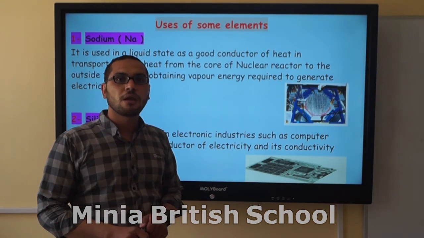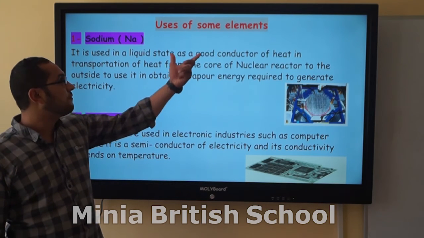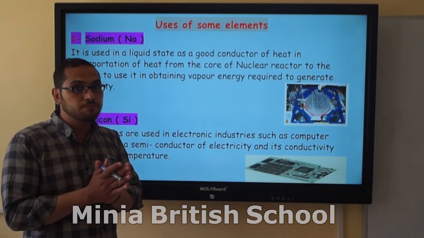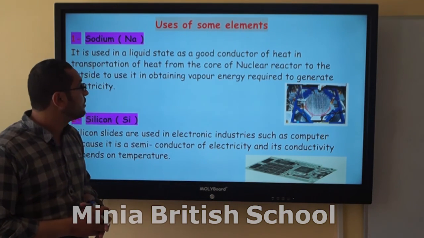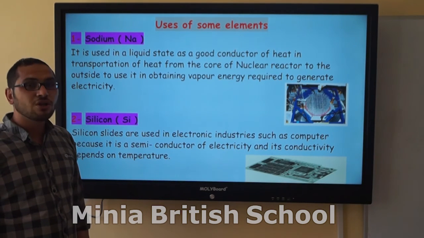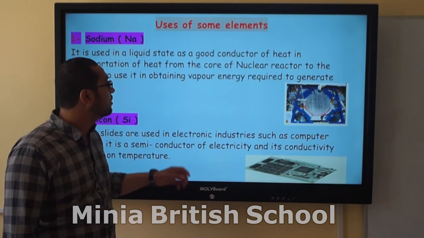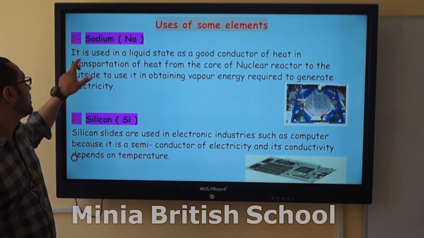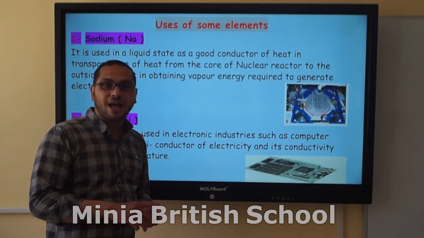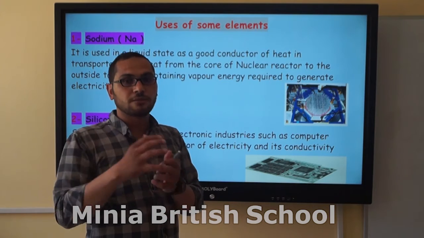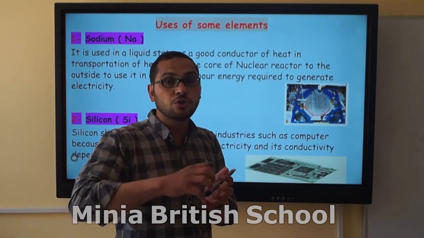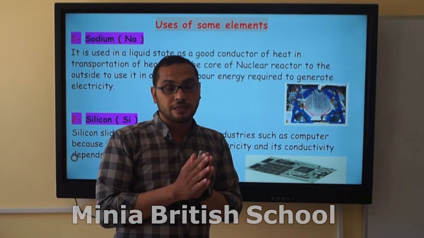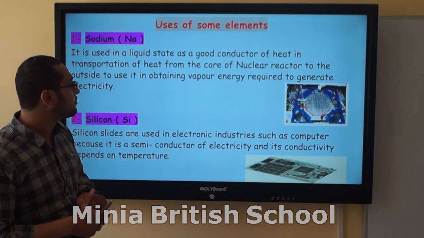Finally, we explain the uses of some elements. The first one, sodium. It's used in a liquid state. Why? Because it is a very good conductor of heat, so it is used to transport heat from inside the nuclear reactor to outside, and this heat is used to obtain vapor energy and generate electricity.